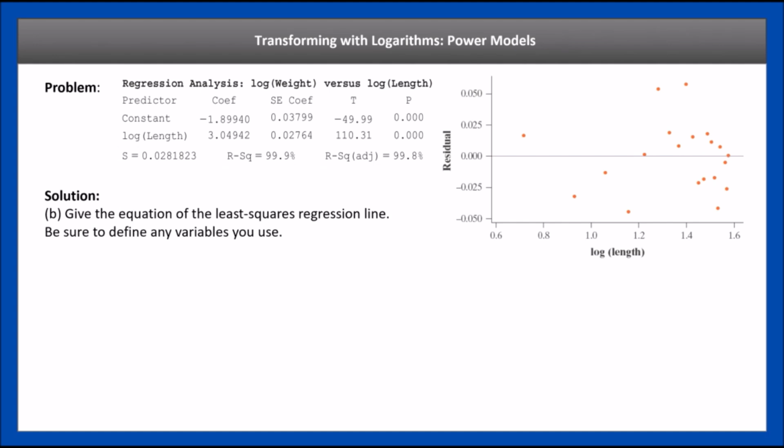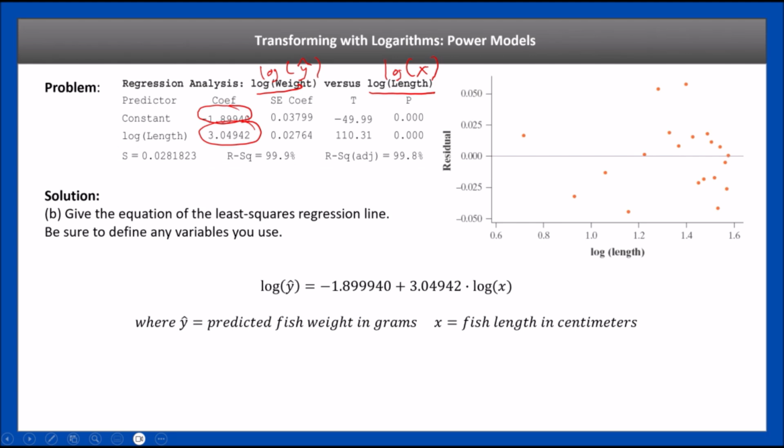So for part B, give the equation of the least squares regression line. All right, so let's do that. Let's use our two coefficients. Remember that we're doing log of weight versus log of length. So we're actually doing log of y hat and log of x, all right? We're saying y hat for the model. This is actually log of y, but when we do the model, we need to include the log of the y hat. All right, so remember the log of both of them. And then we're using our coefficients from here and here. All right, so that's our least squares regression line.